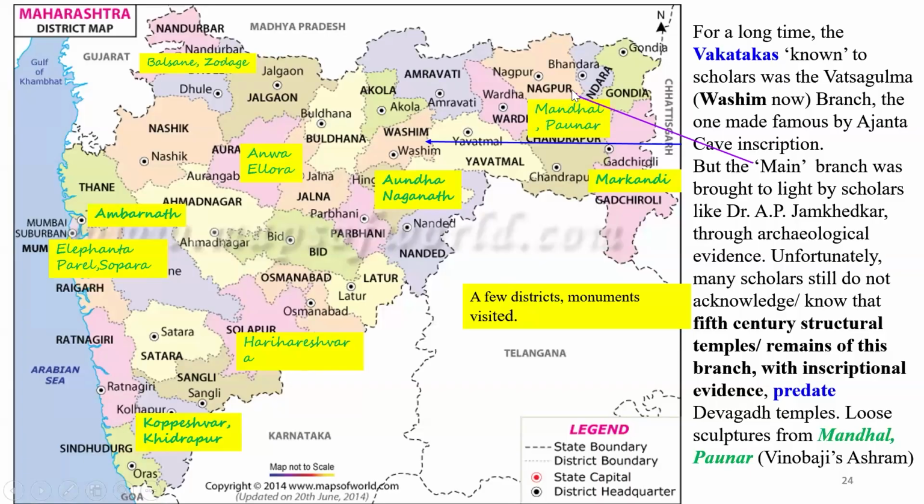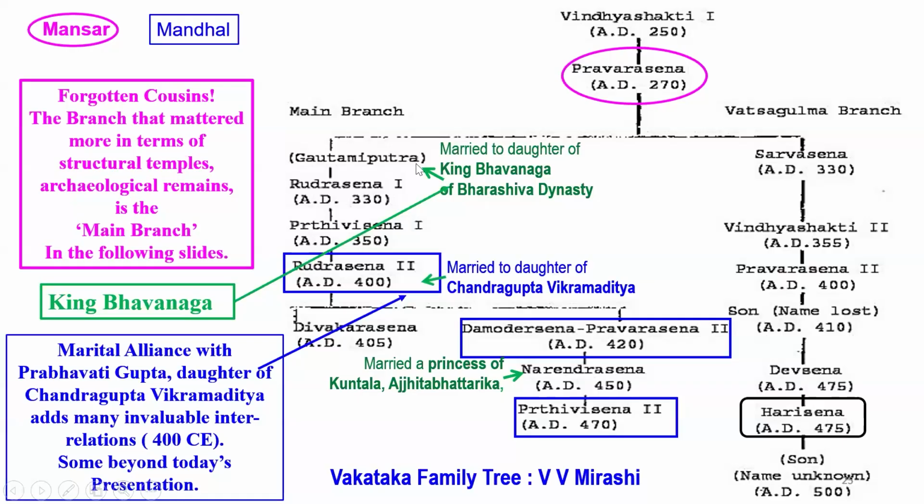This is the main branch. It is near Nagpur, Ramtek, Pavnar, and this is the dynasty map. This Pravarasena was the first noted, that means noted in the Puranas. He's actually part of the Purana, is that old? It's 270. I should have said CE, not AD, but this is from Mirashi's book.